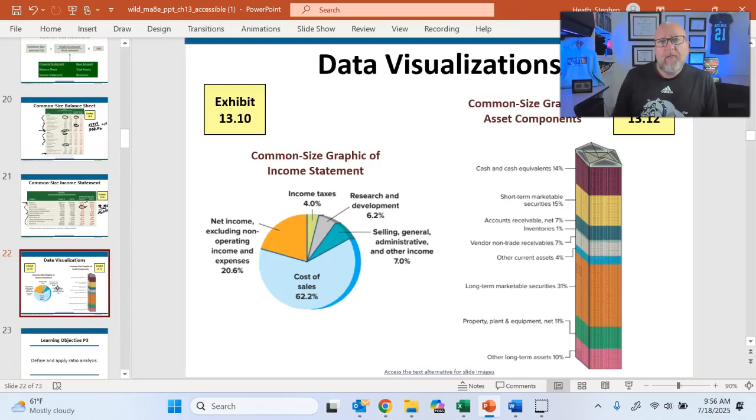Data visualizations, right? Again, it gives us an opportunity, right? We can take some of those percentages and we could put them into visuals that help us, again, tell stories, identify things for investigation, compare our results to our competitors, so forth and so forth.